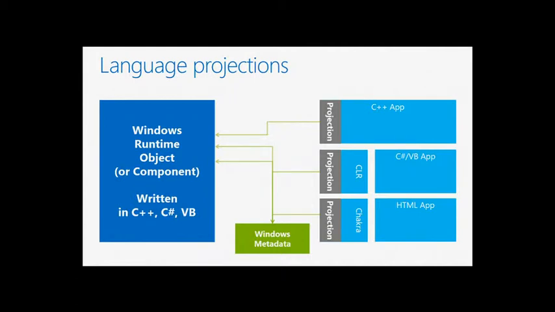So this is a very high-level view of how all of this stuff kind of comes together. As you can imagine, the Windows runtime objects or components are all written in various things. Some of them are in C++, C#, VB, whatever they might be written in. We have built the layers so that you don't really care what they're written in. You choose the language that you're most comfortable with. It can be C#, VB, it can be C++ or C, it can be HTML and JavaScript.